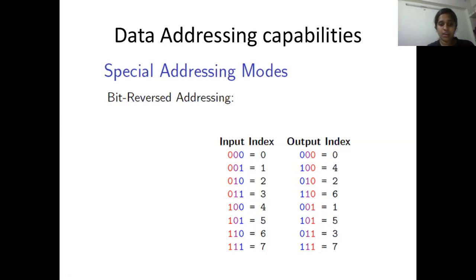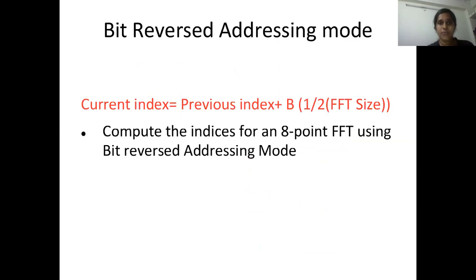For that, generally, there is a general representation here. If you want to calculate the current index, the formula is that the previous index should be added with half of the FFT size. For example, if there is a 16-point FFT, half of it is 8. If you take the previous index as 0, 0 plus 8 will be 8. So the value which is stored in the current index is 8.